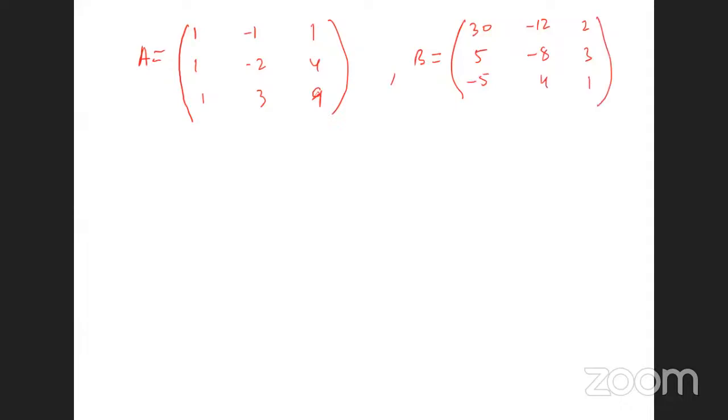Right? And here's a question. Find AB and then determine A inverse. So find AB and then determine A inverse. I want to show you what will happen. Actually, as practice, multiply it out.